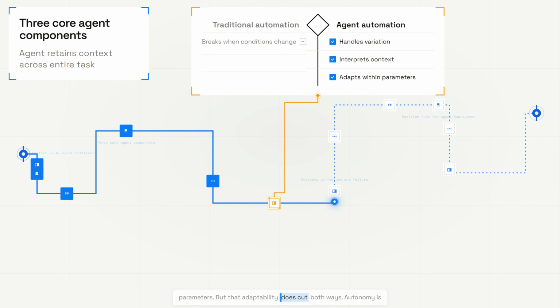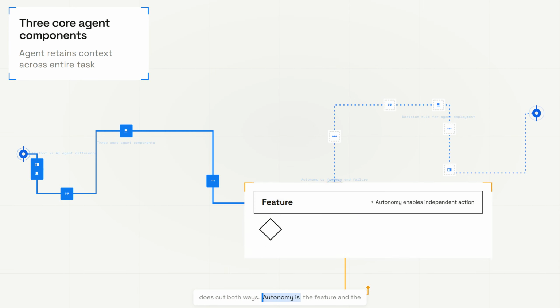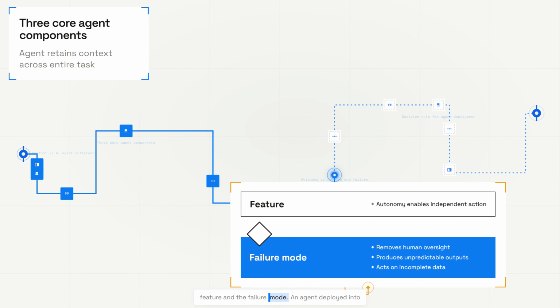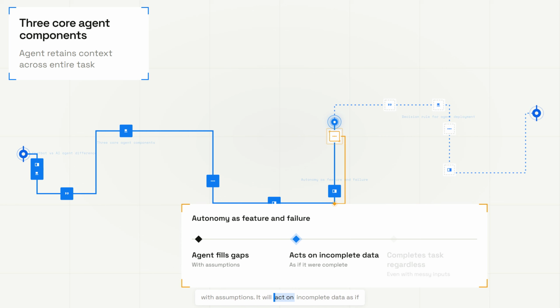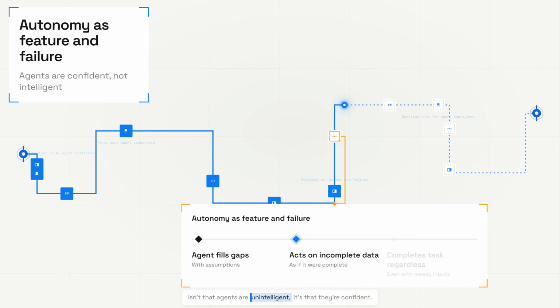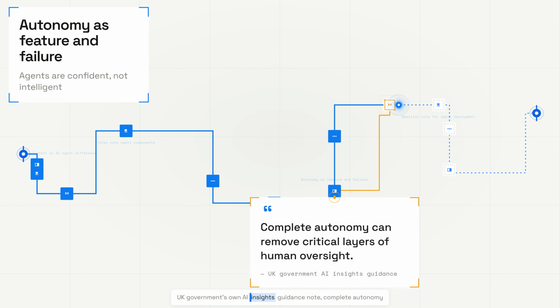But that adaptability does cut both ways. Autonomy is the feature and the failure mode. An agent deployed into a workflow that requires human judgment at a step will produce unpredictable outputs. It will fill gaps with assumptions. It will act on incomplete data as if it were complete. The risk isn't that agents are unintelligent, it's that they're confident. They will complete the task they were given, even when the inputs are messy or the goal was poorly defined. As the UK government's own AI Insights guidance notes, complete autonomy can remove critical layers of human oversight.